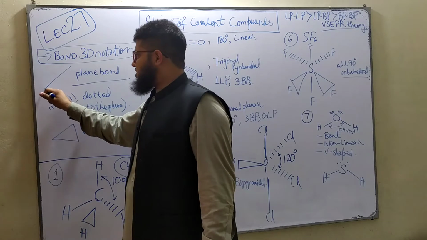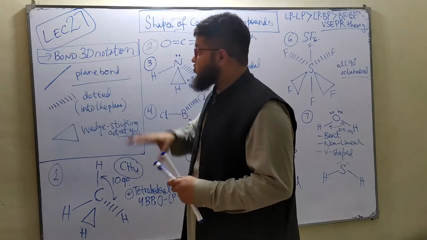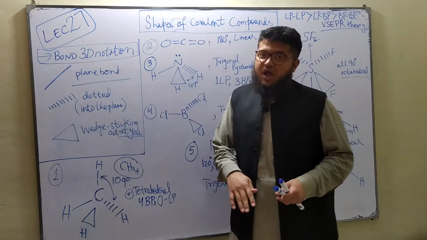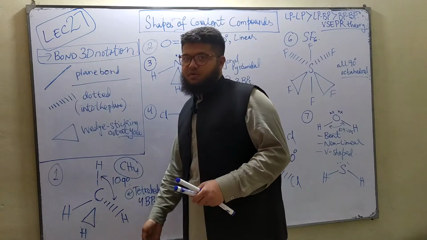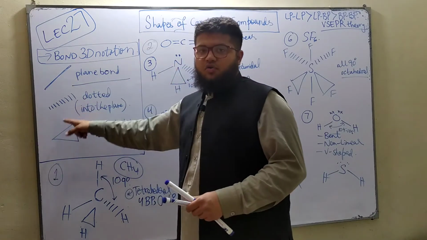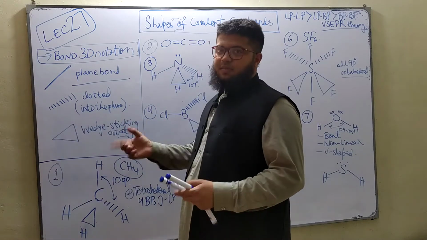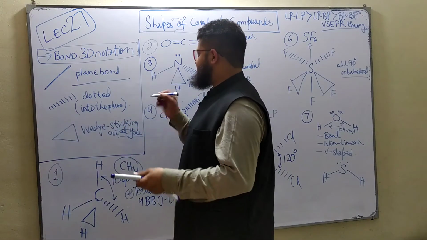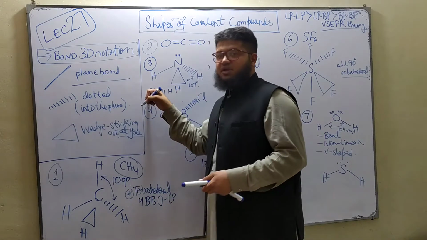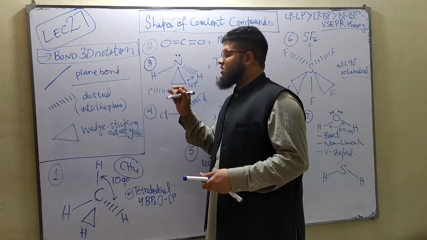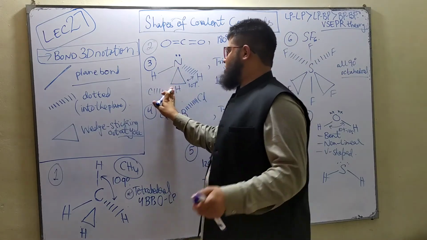First of all, this stick over here represents a plane bond. A plane bond means a bond which is within the plane of the paper. It is not coming out at you, nor is it going into the plane of the paper, but rather it stays within the plane of the paper. This dotted bond represents a bond that goes into the plane of the paper. For instance, in a carbon dotted hydrogen bond, the carbon is right in front of you, but the hydrogen is going behind the carbon into the whiteboard, or into your screen.